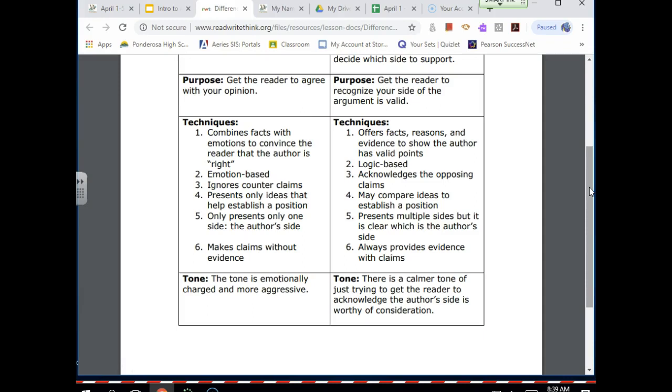Nate? Are we doing argumentative or persuasive? What are we doing? Argumentative. We're doing argumentative. I'm trying to get you guys to understand that you will not be doing emotion-based writing. Okay? Your goal is to present a valid argument rather than persuade my opinion. So that's there if you guys want to look more into it.